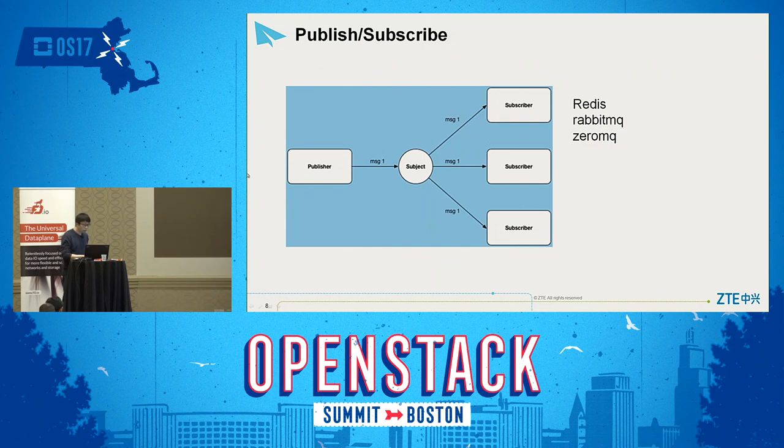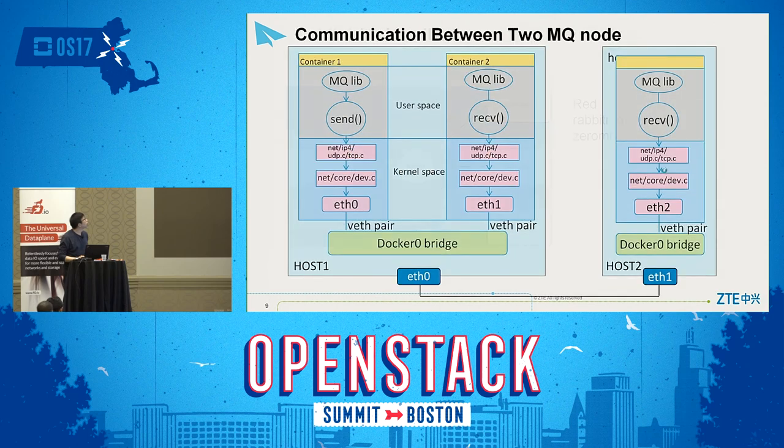So let's look more clearly at containers, the applications in containers, and the communication. For example, the containers in the same host, in host one, container one and container two want to communicate with each other. First, they invoke the MQ lib to send the message to container two. It finally uses the Linux implementation.